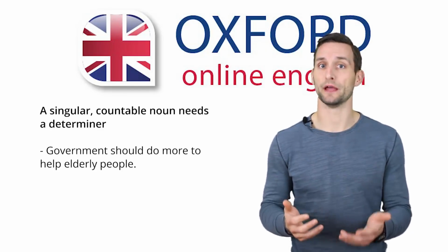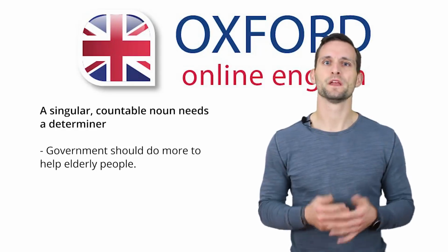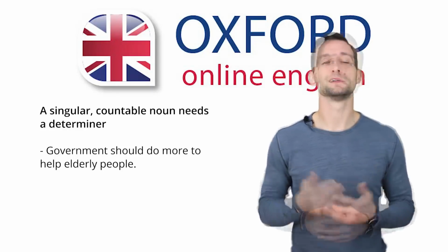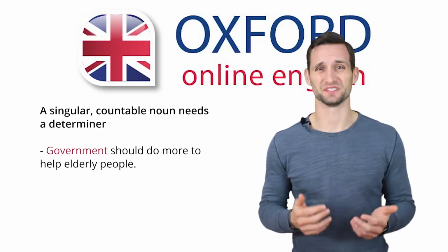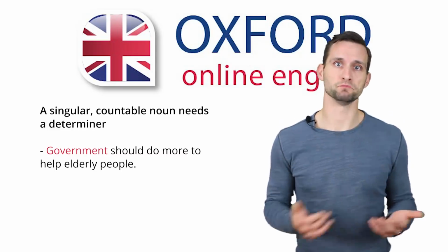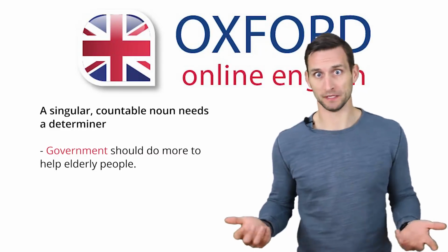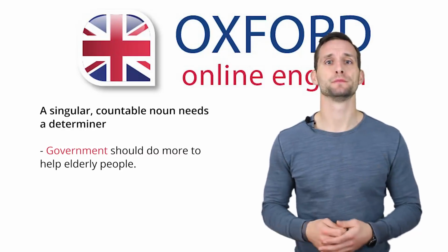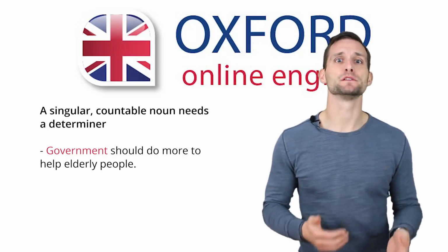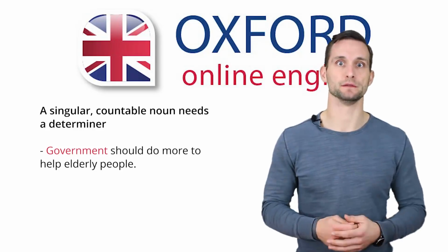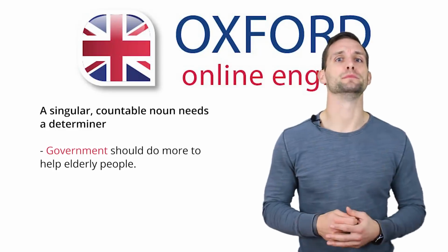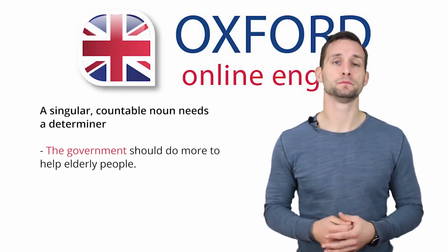"Government should do more to help elderly people." Think about this sentence. Where are the nouns? Do they need determiners or articles? Let's use our test. The first noun is "government." Is it singular? Yes. Is it countable? One government, two governments? Yes, it is. So it needs a determiner. Should we use "the" or something else? There are many governments in the world, but whenever you talk about the government, you mean the government in your country. So, it's clear which government you mean. That means you can use "the."